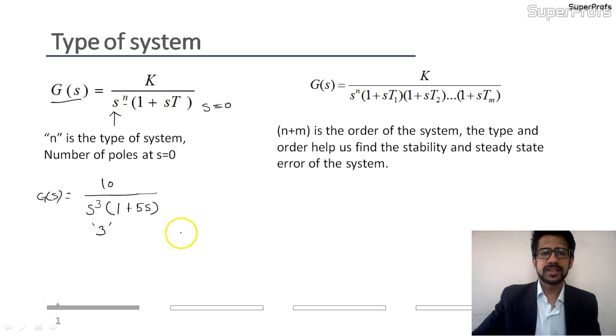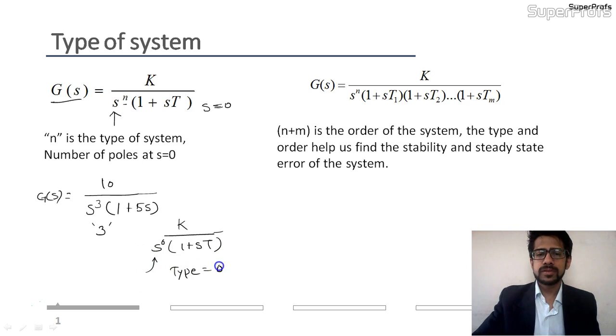Similarly, we saw in the previous session for a first order system such as a heater, it was modeled as K upon (1 plus sT). Here, the number of poles at s equal to 0 is 0, and hence the type of such a system is type 0. At max, in the control system syllabus that we are going to deal with, we will be dealing with type 0, type 1, type 2 systems.